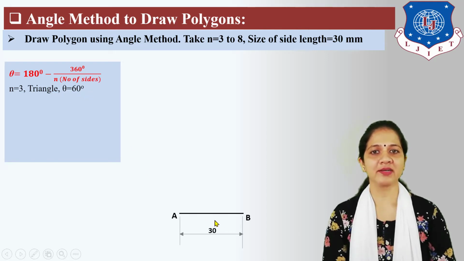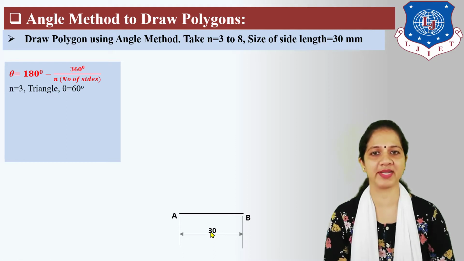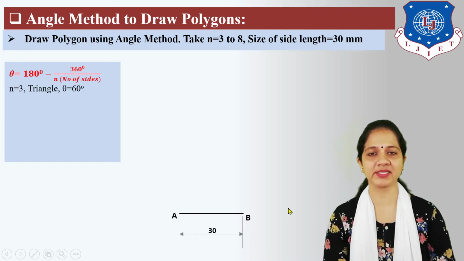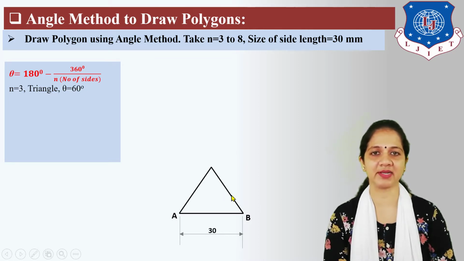For drawing, first draw AB side having side length 30 mm or 3 cm as per given data. Draw 60 degree angle line from A and B point having side length 30 mm or 3 cm and complete triangle. Show any one angle in between two sides which is 60 degree.